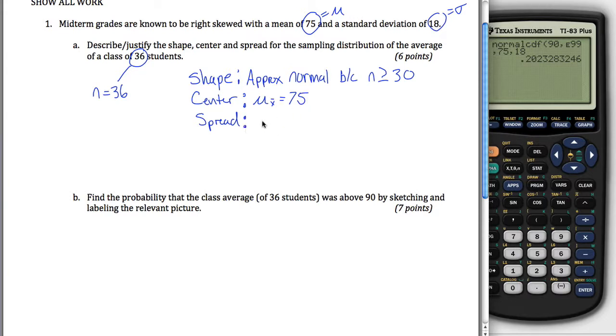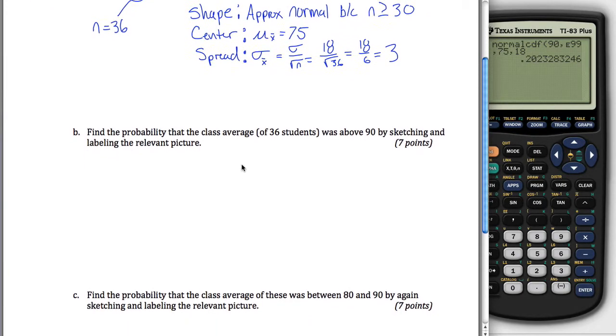Spread, kind of the same idea. I want sigma, except now in the subscript I want x bar. Sigma sub x bar is not the same as sigma. It's not the same as 18. It's actually sigma over the square root of n. So it's 18 over the square root of 36, because that's our value of n. 18 over 6 is equal to 3. Shape, center, spread.